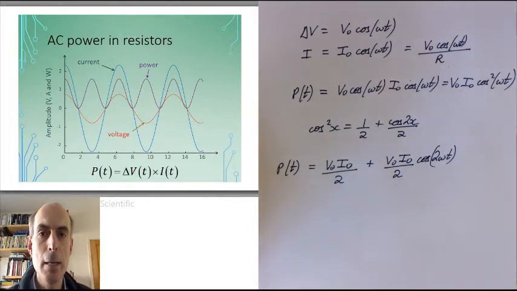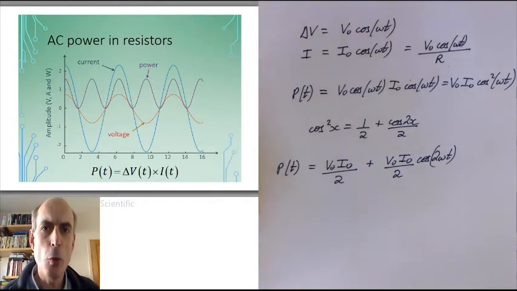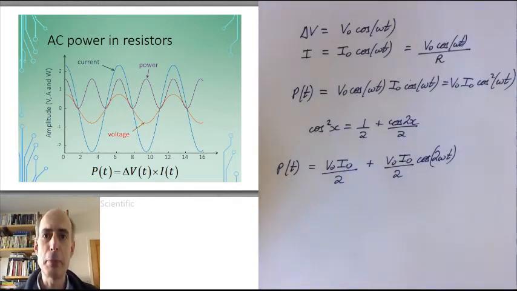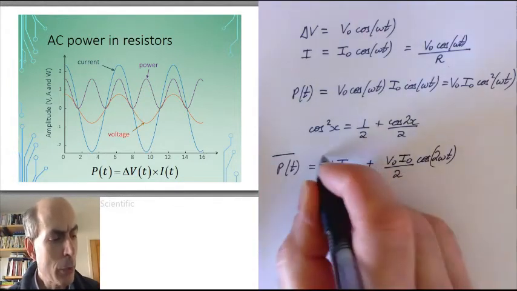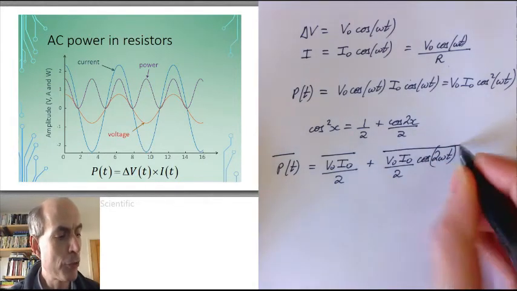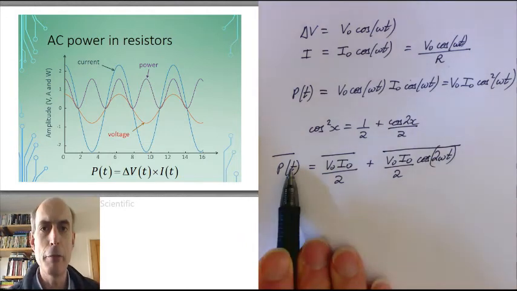And that's an oscillation which is going at twice the frequency that the current and the voltage are going at. Now, quite often we don't want to know what the instantaneous power is in the resistor. What we're interested in is the average power in the resistor, because it's the average power that, when multiplied by time, gives us the total energy that's been dissipated in the resistor, and that tells us how hot the resistor is going to get.